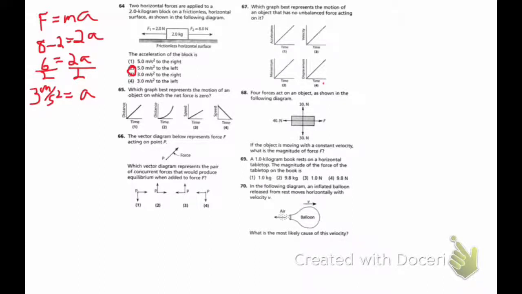When we look at the next question, which graph best represents the motion of an object on which the net force is 0? Well, we know when the force is 0, the acceleration has to be 0. That means that the object must be either at rest or moving with a constant velocity. When we look at our choices, we see only one graph which represents constant velocity. That is choice number 1.